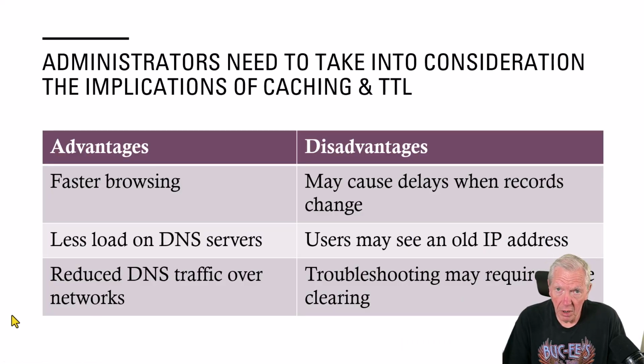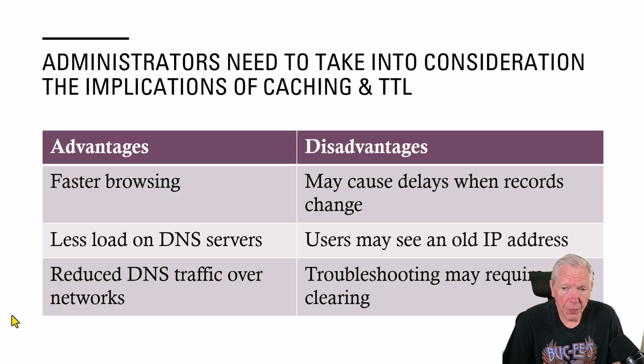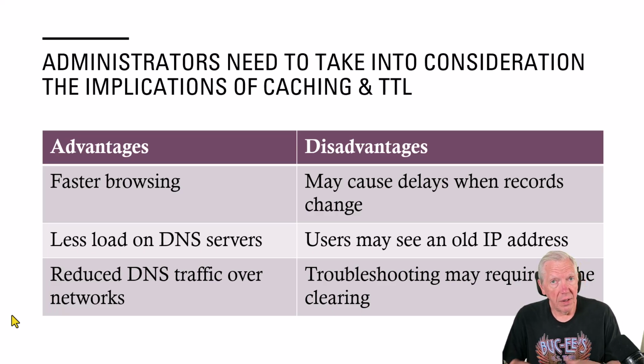Now, administrators must take into consideration the implications of caching and TTL. So the advantages are much faster browsing, less load on the DNS boxes, and reduced DNS traffic over the network. However, the disadvantage is it may cause delays when the record changes. So you change a host name, you change an IP address, you move it, whatever, you change domains, that could cause a delay. Users might see an old IP address, so you update to a new IP address, the old one is still in the old DNS range, and they're not going to be able to hit that site because they have the old IP address.